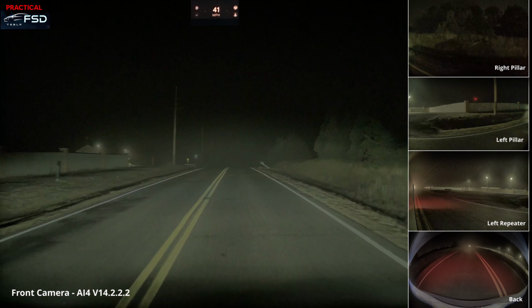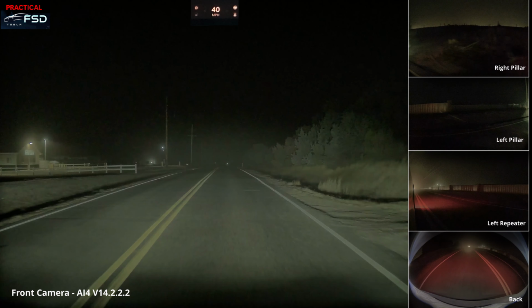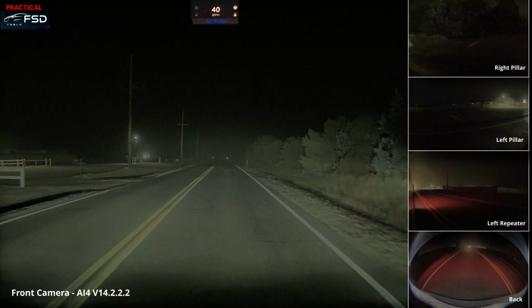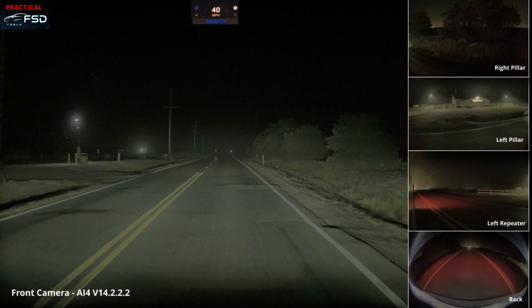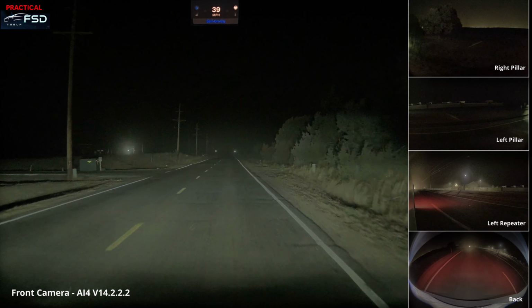So this was an intervention similar to the leaves crossing the road and that sort of thing that people have seen FSD perform on version 14.2.2.2. But here's an example of where I had to take over and FSD wouldn't complete the drive.